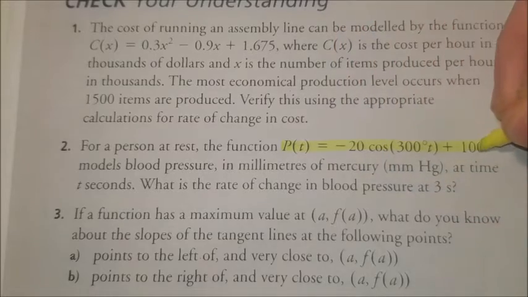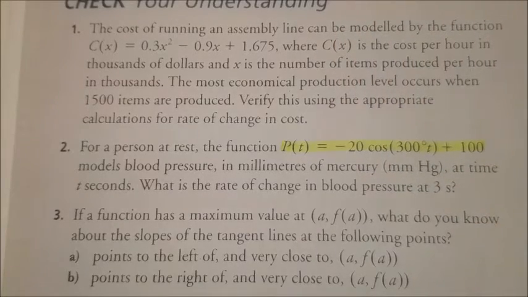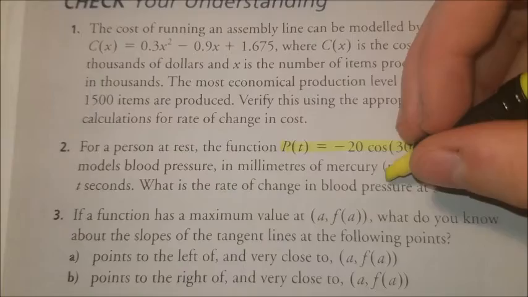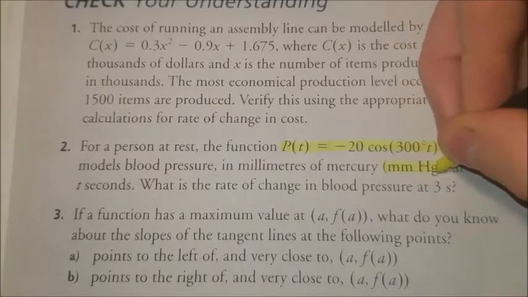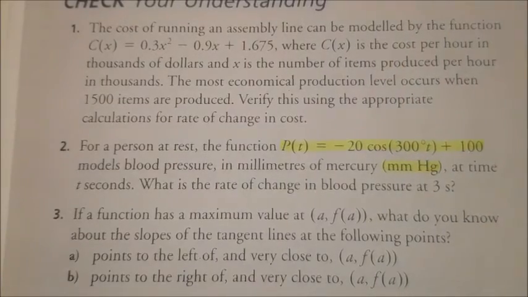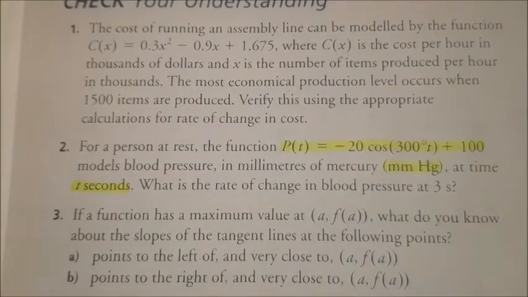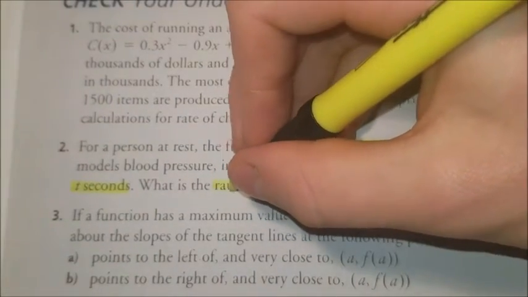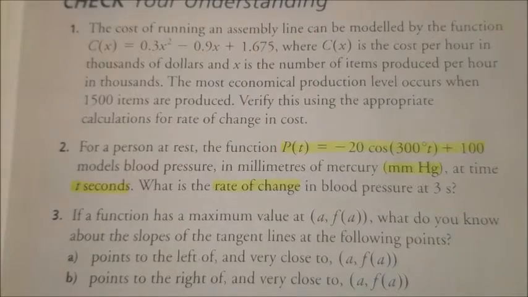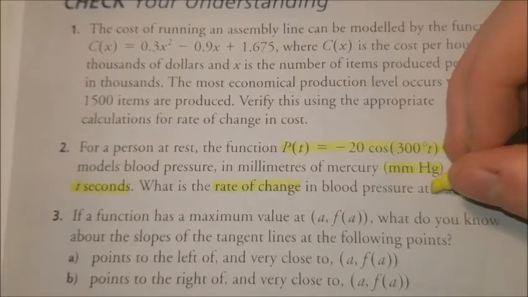Now the whole problem will be centered around this function. In this question, this function represents a person's blood pressure. Blood pressure is measured in millimeters of mercury. This is important as it gives us the unit of our y value, or p(t) value. Time is measured in seconds. This is important as well as it gives us a unit for our x value.